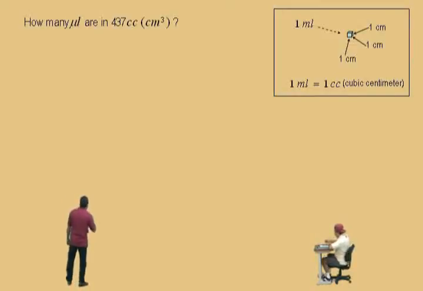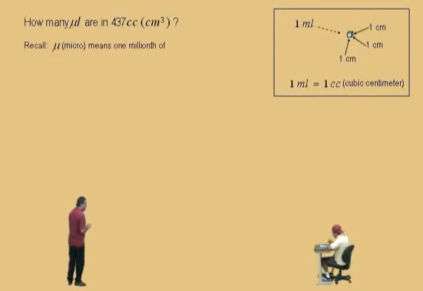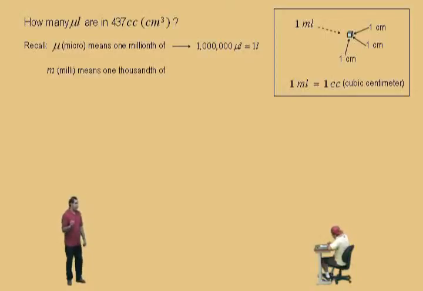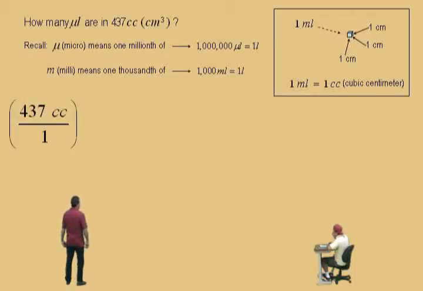And that's how much 1 milliliter is. Okay, Charlie, so now, to do this problem, recall, micro means what, Charlie? Million. 1 millionth of. So there are 1 million microliters in 1 liter. Milli means 1,000th of. So that means there are 1,000 milliliters in 1 liter. Okay, so here we go. How many microliters are in 437 cubic centimeters?